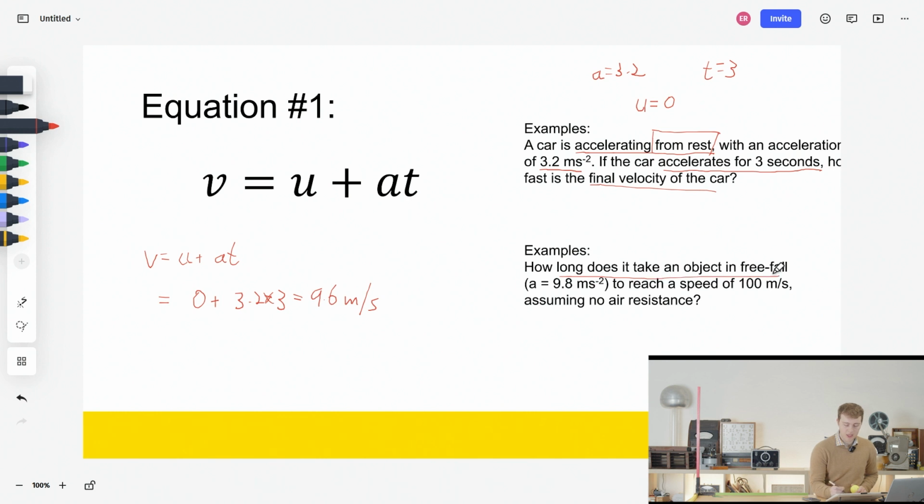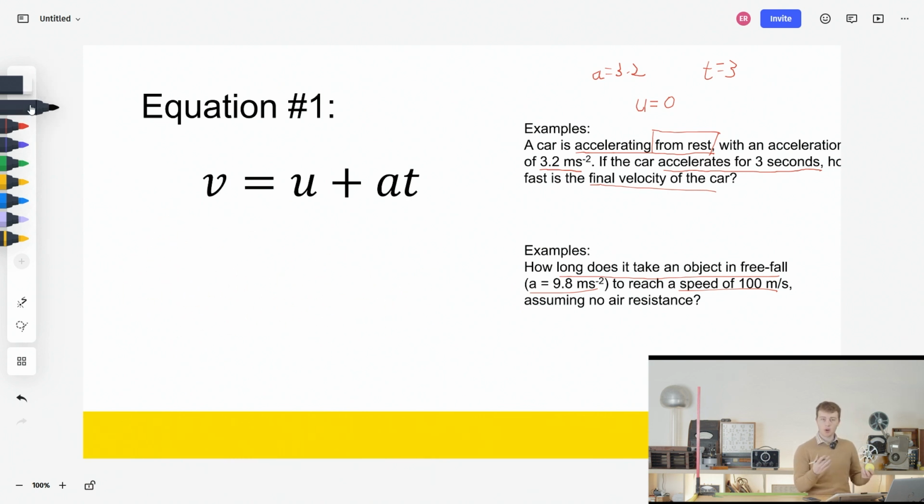Another one. How long does it take an object in free fall with an acceleration of 9.8 meters per second squared to reach a speed of 100 meters per second, assuming no air resistance? Well, that's an interesting one. We're being asked for a time. We read the question and we need to construct our equation, right? We need to pull out the variables from it. So we're being asked for time. We're being told that acceleration is 9.8. We're being told that our initial velocity is 0. We're actually not being told that. It's kind of implied, though.